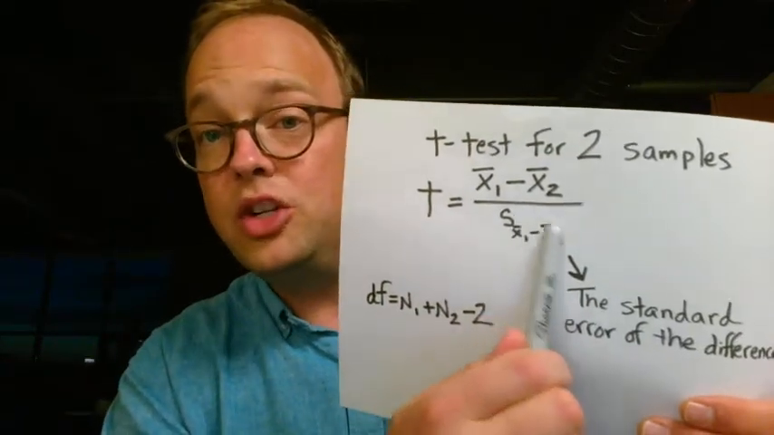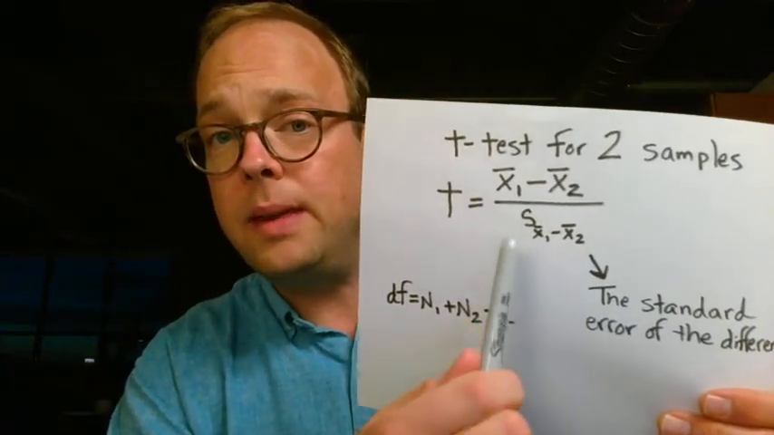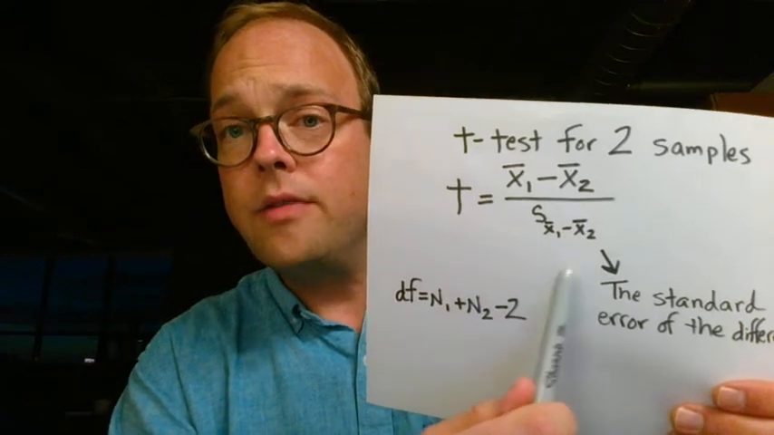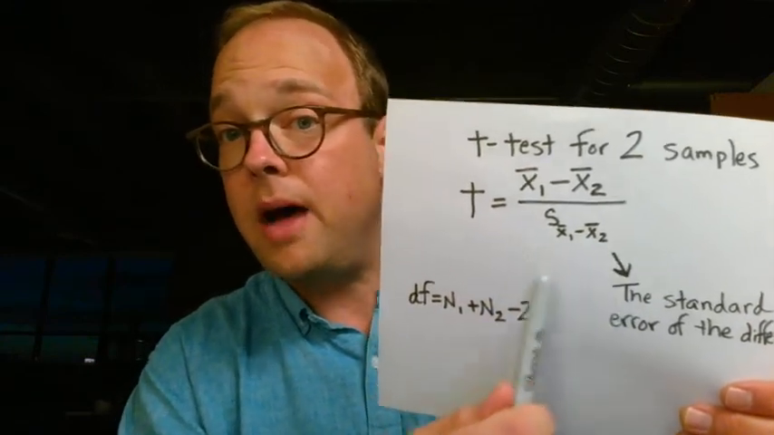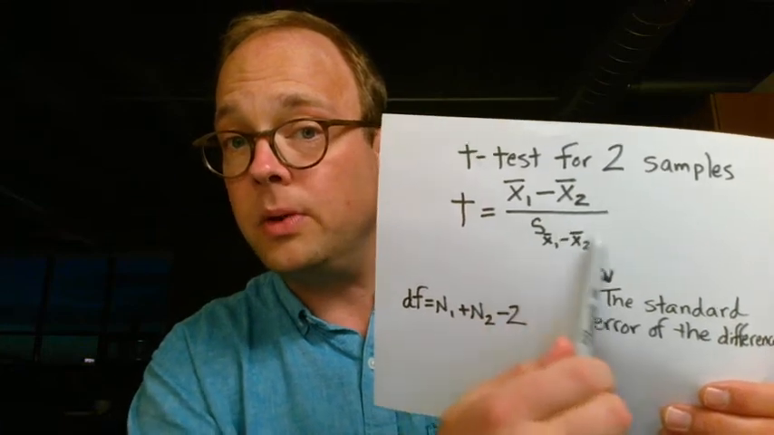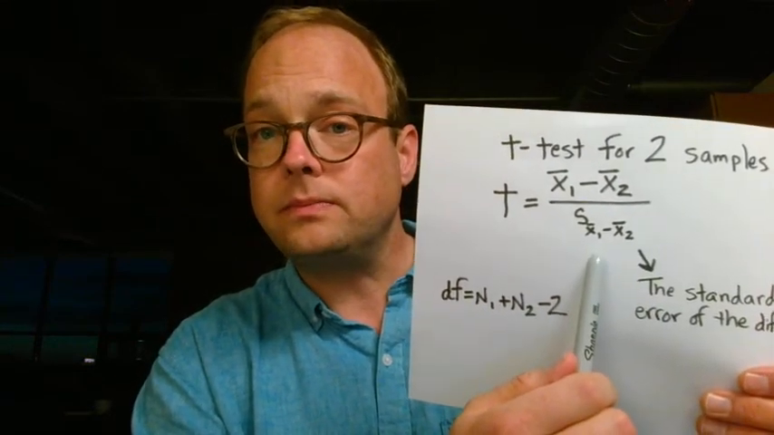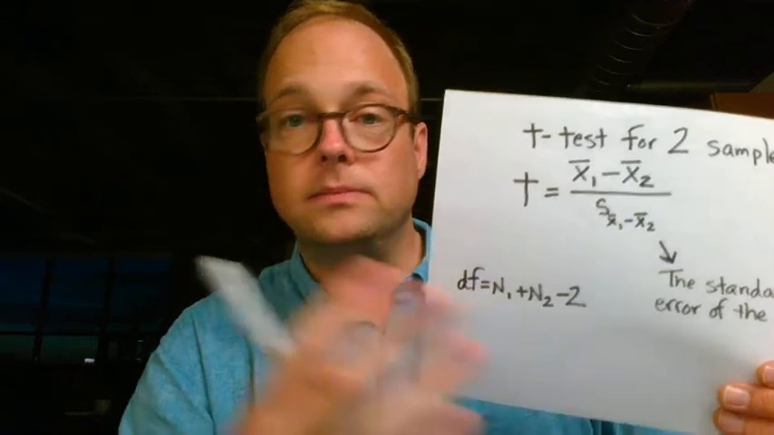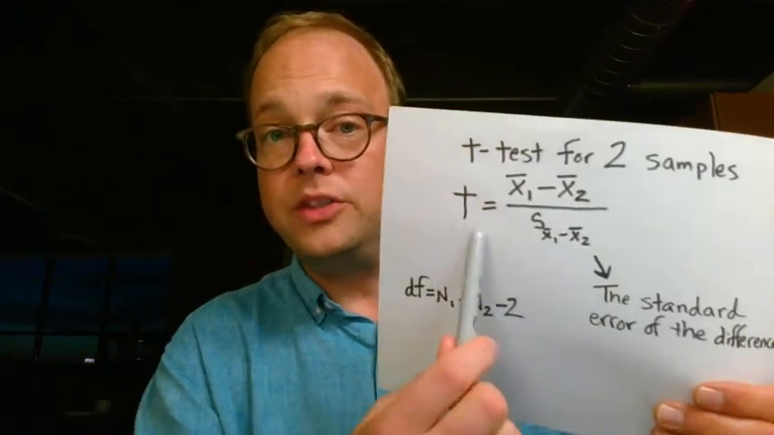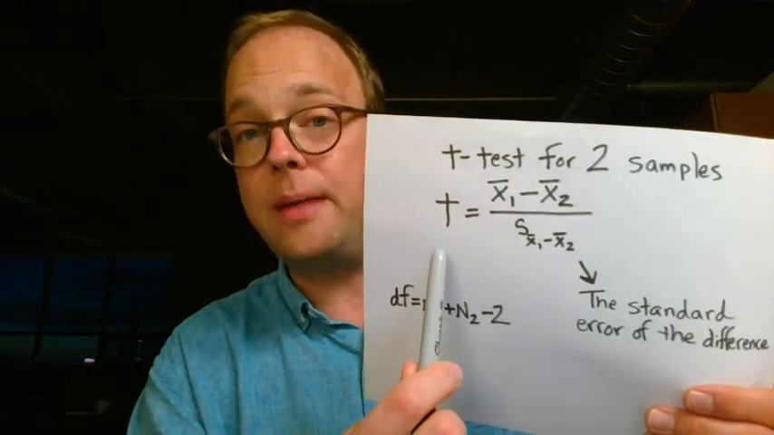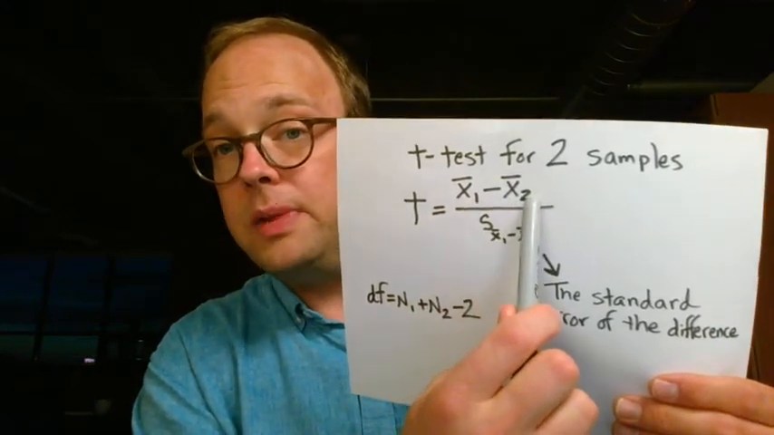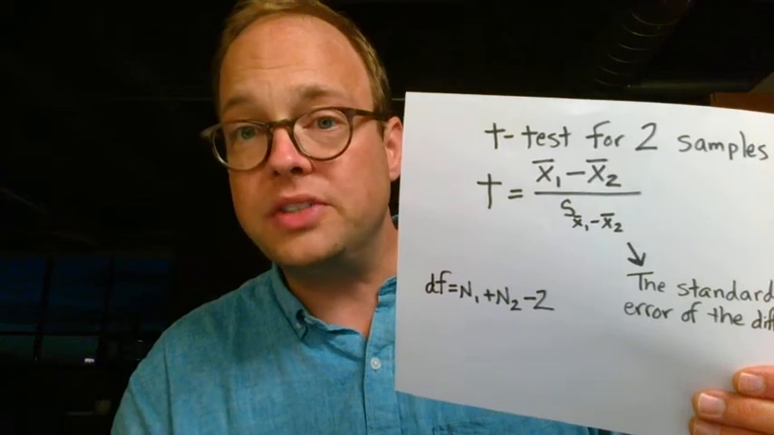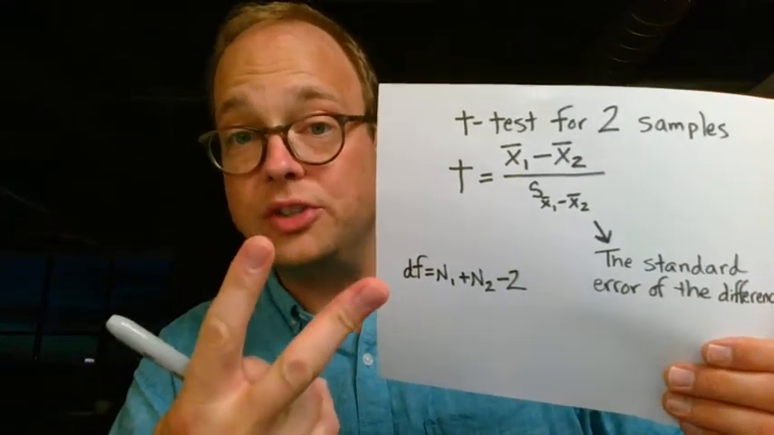The most important thing you need to keep in mind about this symbol, the denominator of the data-generated t formula for a t-test for two samples, is that it represents the standard error for the two samples that you're working with. That's it. So data-generated t for a t-test for two samples equals mean 1 minus mean 2 divided by a measure of standard error, specifically the measure of standard error for the two samples that you're working with.